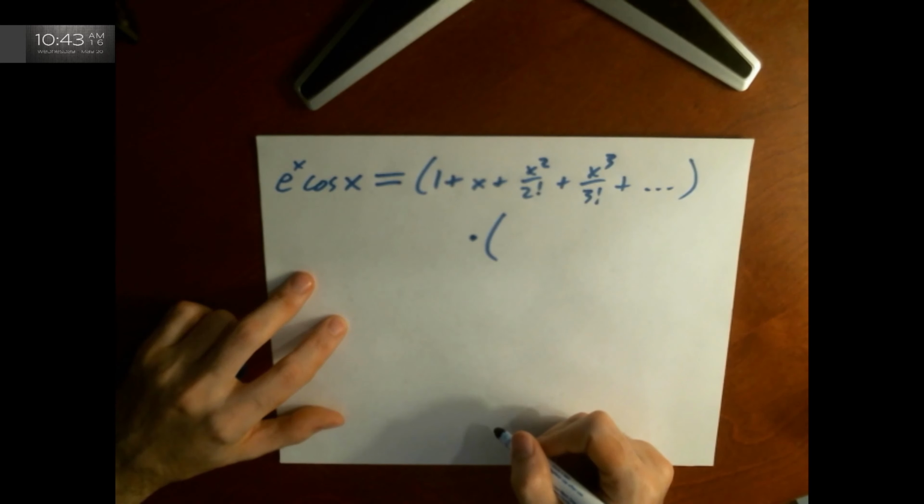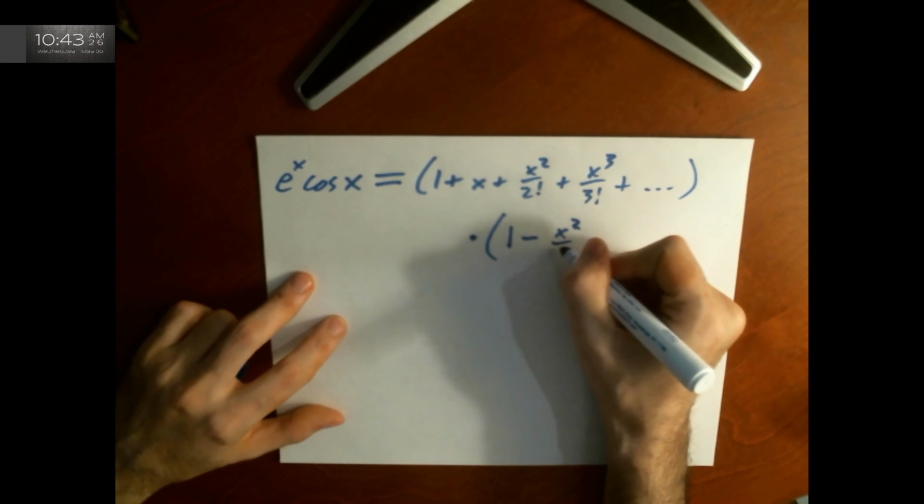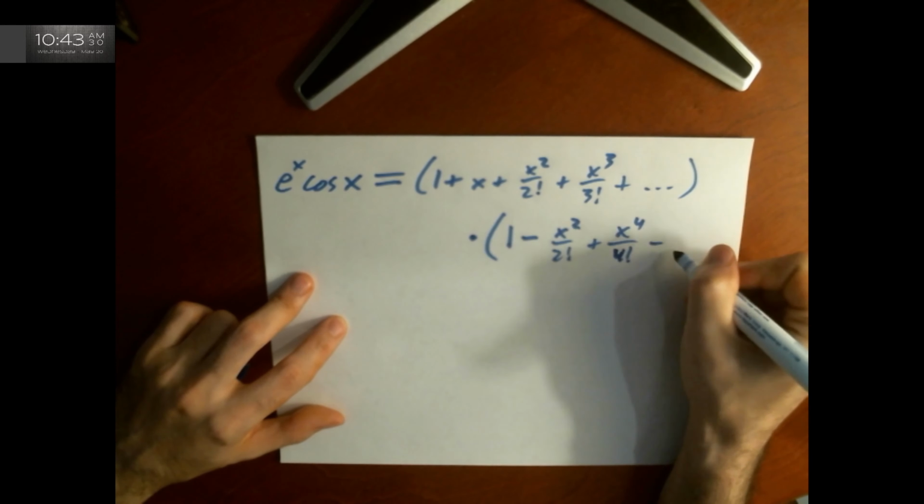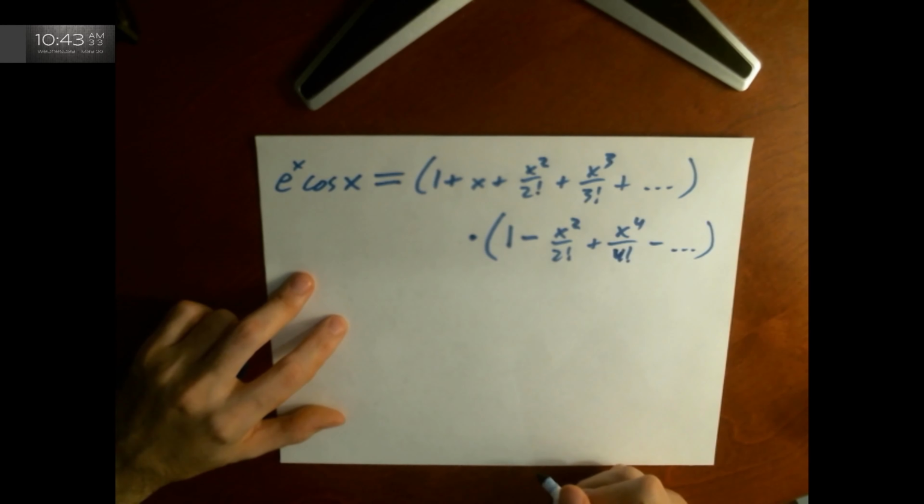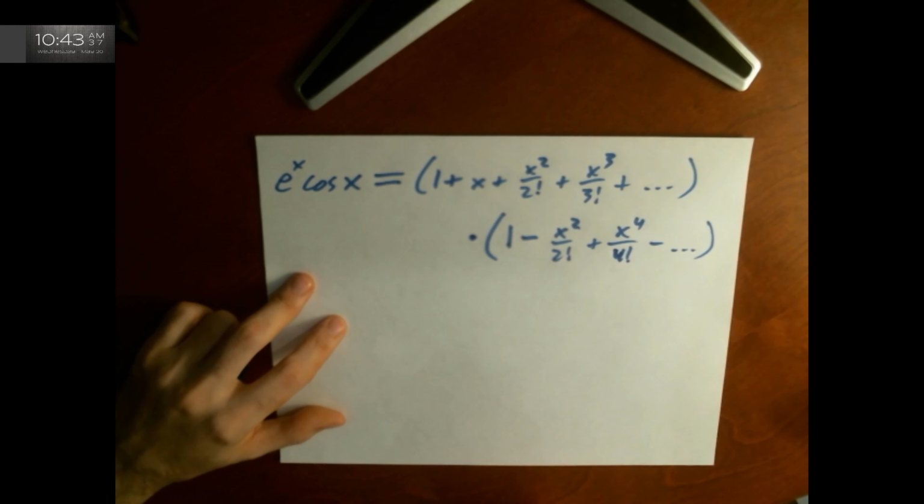Cosine of x, likewise, not something you need to memorize just yet, but something that you will want to have in your arsenal moving forward. Something that you will eventually want to know. 1 minus x squared over 2 factorial plus x to the 4 over 4 factorial, etc. It helps me remember knowing that cosine is even, so I know I'm only dealing with the even terms.